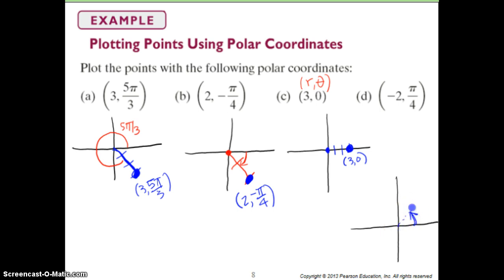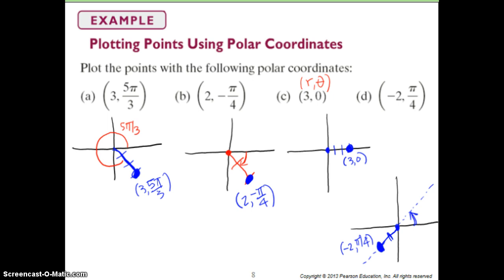And now, draw a little dotted line here, we are going to be going in the -2 direction. So we're going to start at the origin and take 2 steps away from pi over 4. So we're actually going to take 2 steps into quadrant 3. So 1, 2. So this would actually be our point, -2, pi over 4. Do you see that?